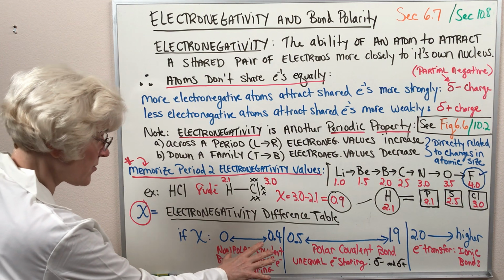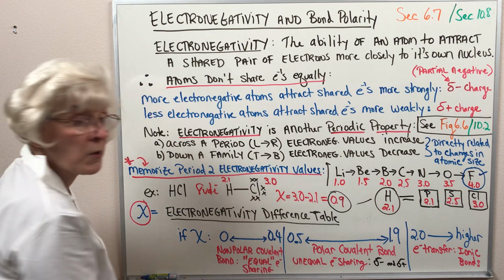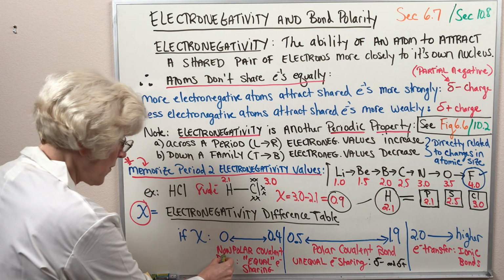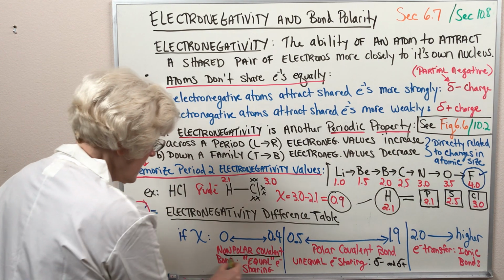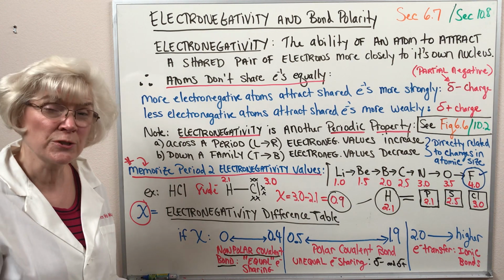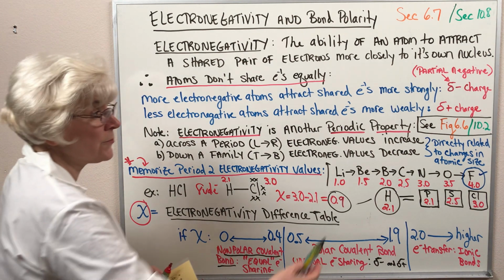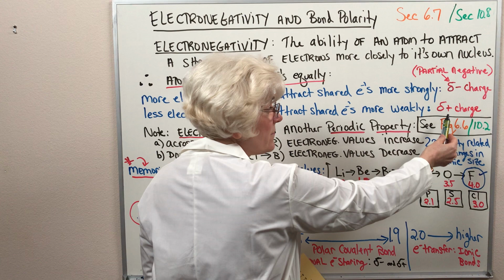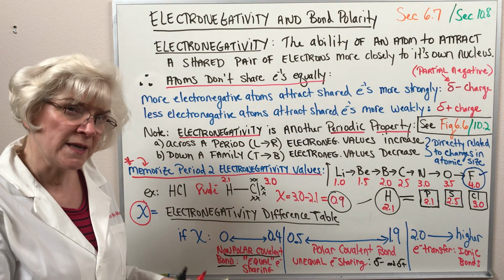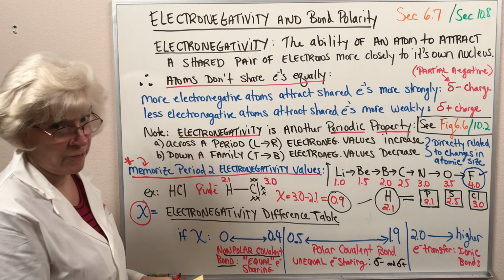If the difference in electronegativity between two atoms falls in the range of 0 to 0.4, we're going to consider that to be a nonpolar covalent bond. What a nonpolar covalent bond means is that there's pretty equal sharing going on between the two atoms, and neither one really has significant partial negative charge or partial positive charge. But what if the electronegativity difference increases above 0.4?